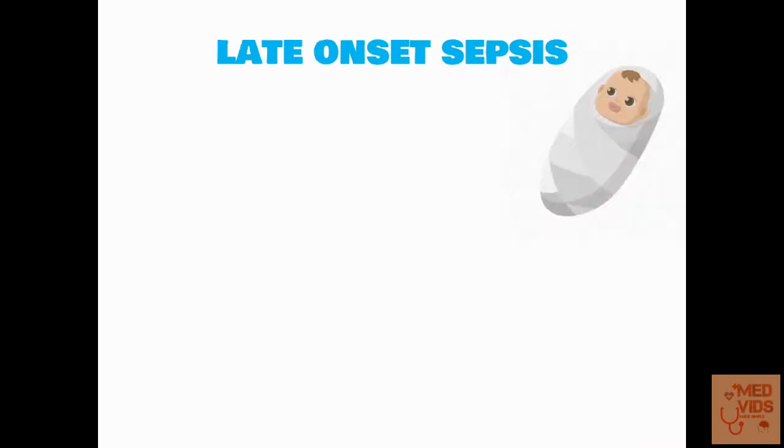Now let's discuss late onset sepsis. Late onset sepsis is that which occurs at 72 hours or later. So we know that early onset sepsis is that which occurs within 72 hours after birth. Late onset sepsis is the one which occurs 72 hours or later after the child is born.